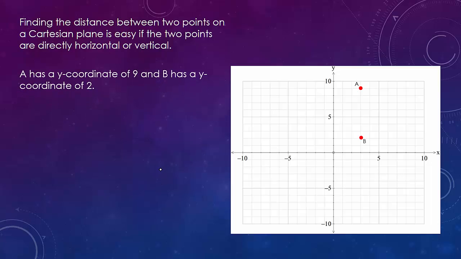A has y-coordinate of 9, and B has a y-coordinate of 2. So the distance between these 2 points is clearly 7 units. You can just literally count the squares.